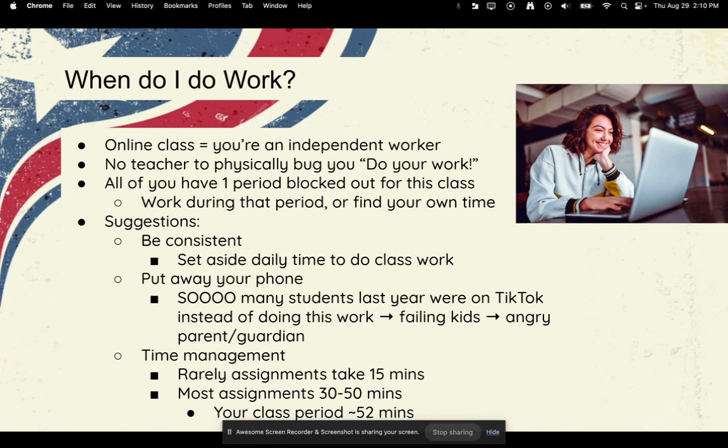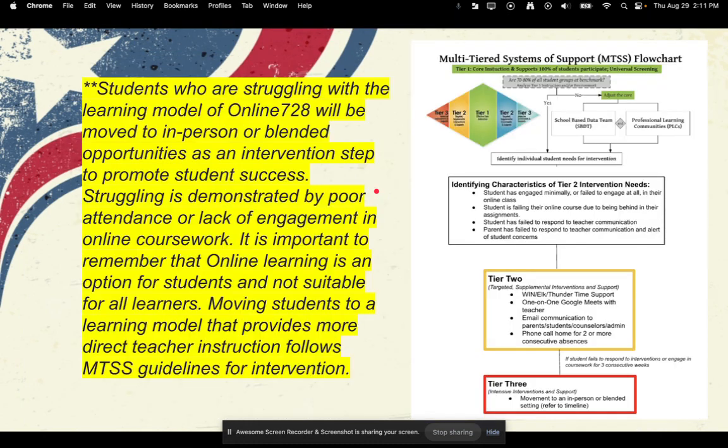Also, time management. So typically, assignments are somewhere between 30 to 50 minutes. That's mostly when I teach my history classes for government. I assume they will probably fall within that time category as well. And you have 52 minutes approximately in your class period. So you should be able to get all of your assignments done within that period that you have blocked off for government.